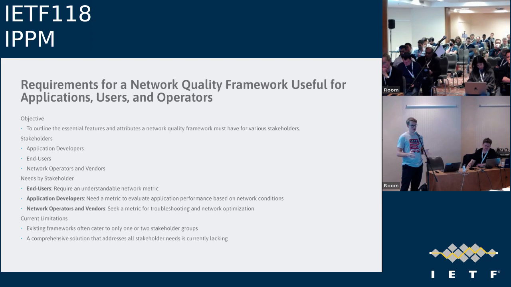So what this document does is to list a bunch of different network quality metrics and evaluate them on these different requirements. And we conclude basically there are no frameworks that capture all of these needs at the same time. And we identify a metric that is doing a very good job at the operators and vendors part. So it has troubleshooting and optimization sort of figured out already, but it's lacking on application developers and end users. And that brings us to the next draft.